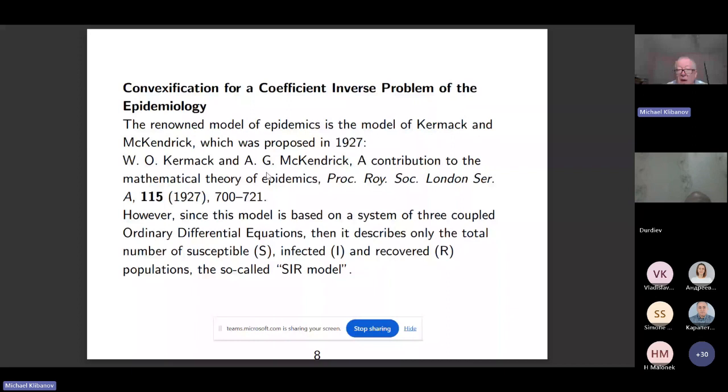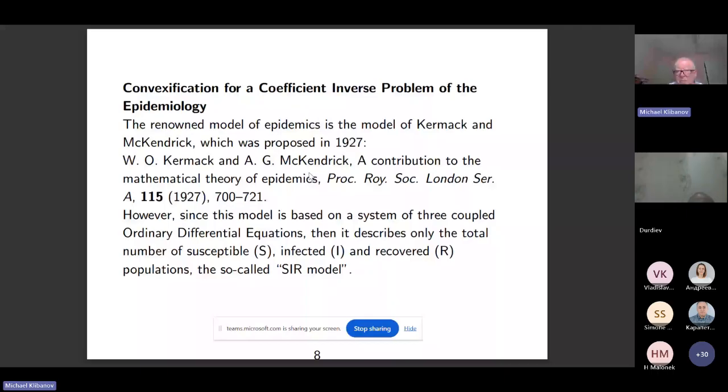So now, after this long introduction about general stuff about convexification, let me start from the first problem which I want to present: a coefficient inverse problem of epidemiology. There is a very well known, very great model of epidemics of Kermack and McKendrick, which was proposed actually 98 years ago, in the Proceedings of the Royal Society of London. This model is based on a system of 3 ordinary differential equations.